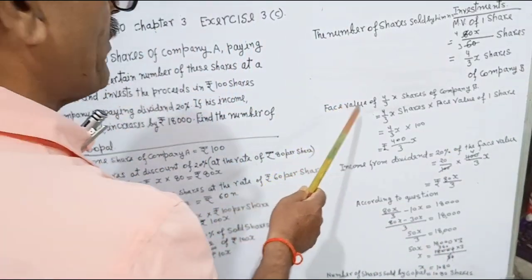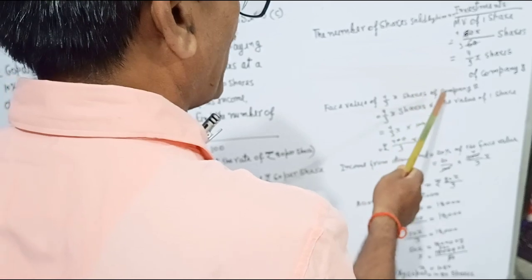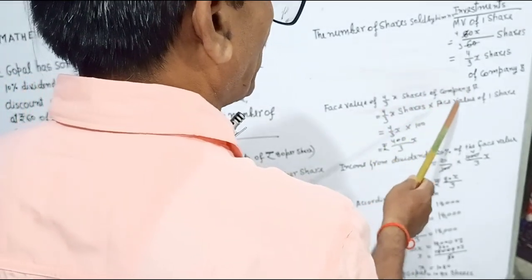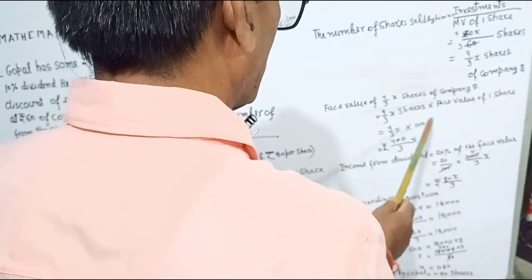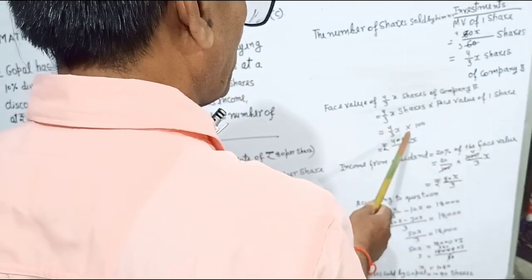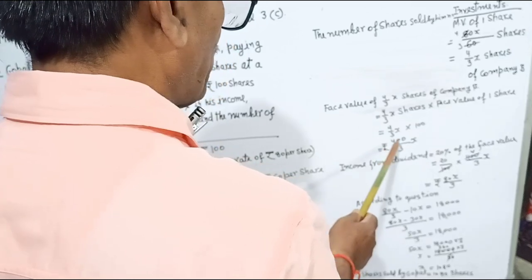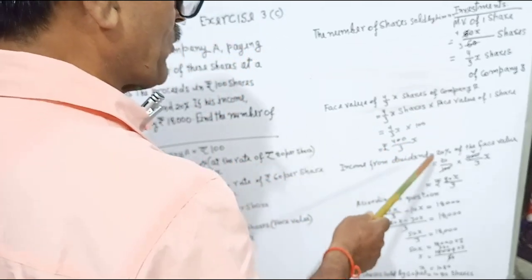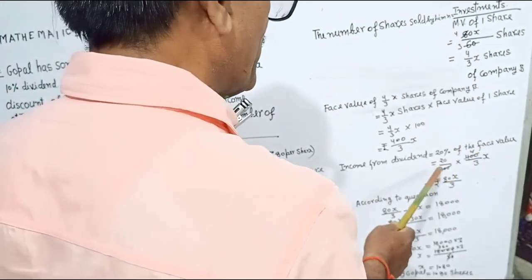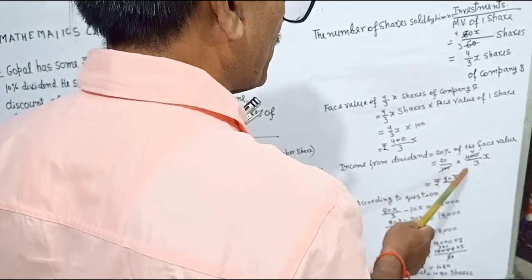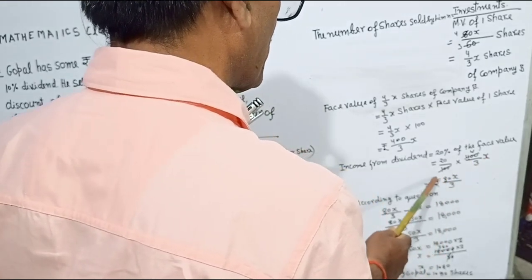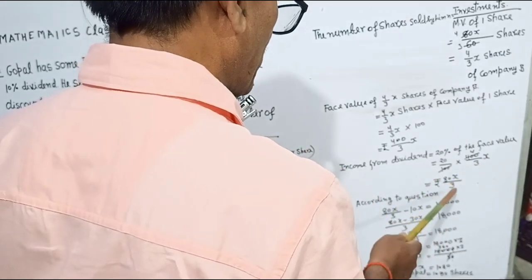Face value of 4 by 3X shares of company B is equal to 4 by 3X shares into face value of one share, 4 by 3X into 100, equal to ₹400 by 3X. Income from dividend is equal to 20% of the face value, which is 20 by 100 into 400 by 3X, equal to ₹80X by 3.